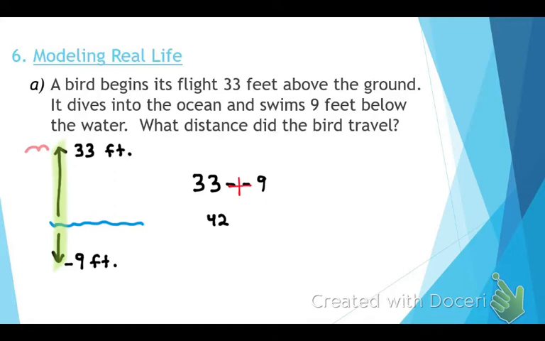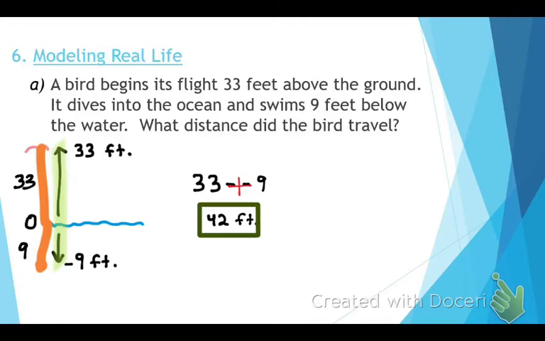This is 42 feet. Now, just to make sure that this makes sense, I want you to think about this. From here to here, how many feet was that? 33, because the water is basically a 0. Now, if I was to figure out from here to there, how many feet is that? 9, all right? So then you're simply adding together, this was 33 feet, this was 9 feet, so you add the two together and you would get 42, okay?